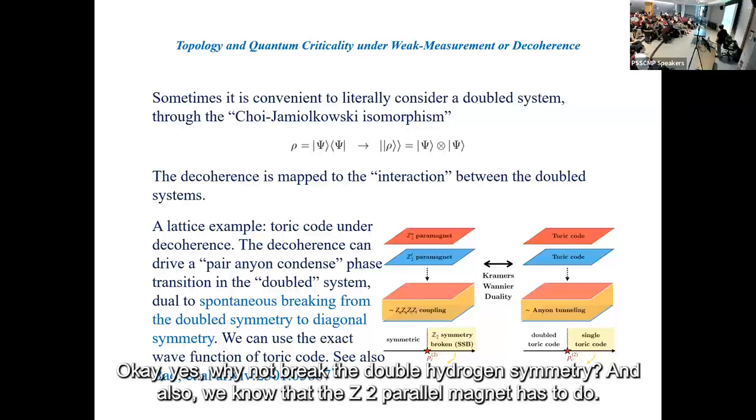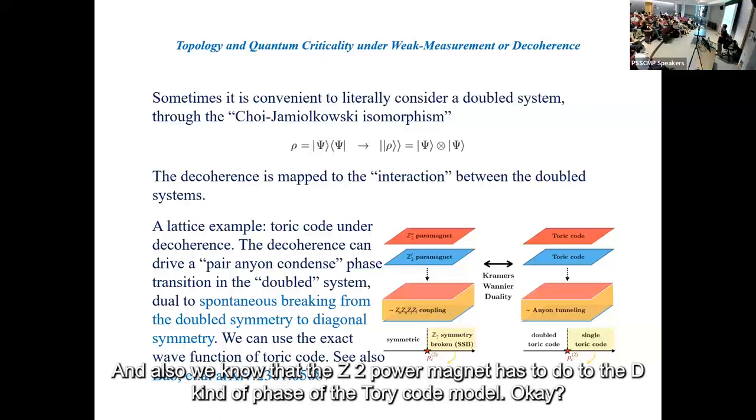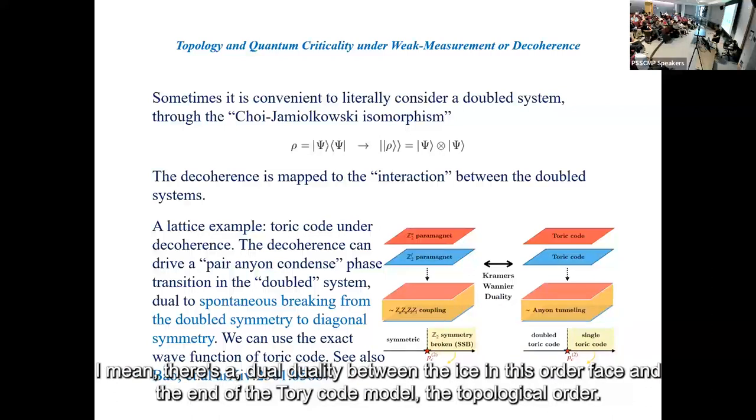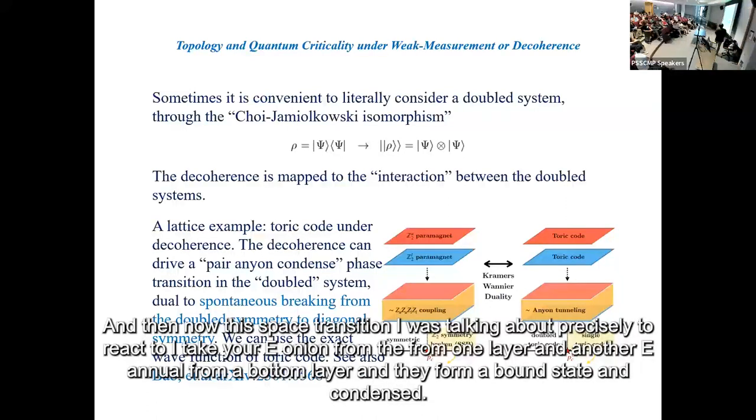Also, we know that the Z2 paramagnet has a dual to the deconfined phase of the toric code model. This is a duality between the Ising disorder phase and the toric code model, the topological order. And then this phase transition I was talking about is precisely mapped to this: I take an e anyon from one layer and another e anyon from the bottom layer, and they form a bound state and condense.